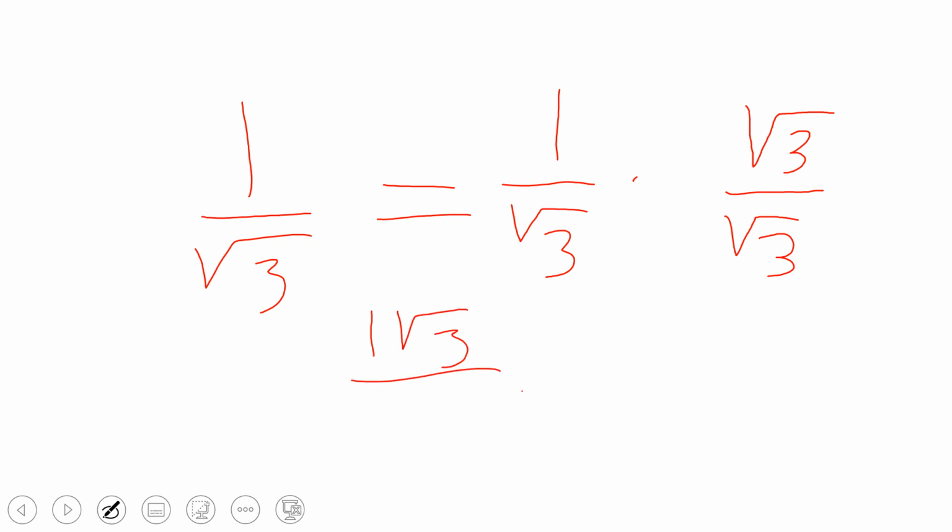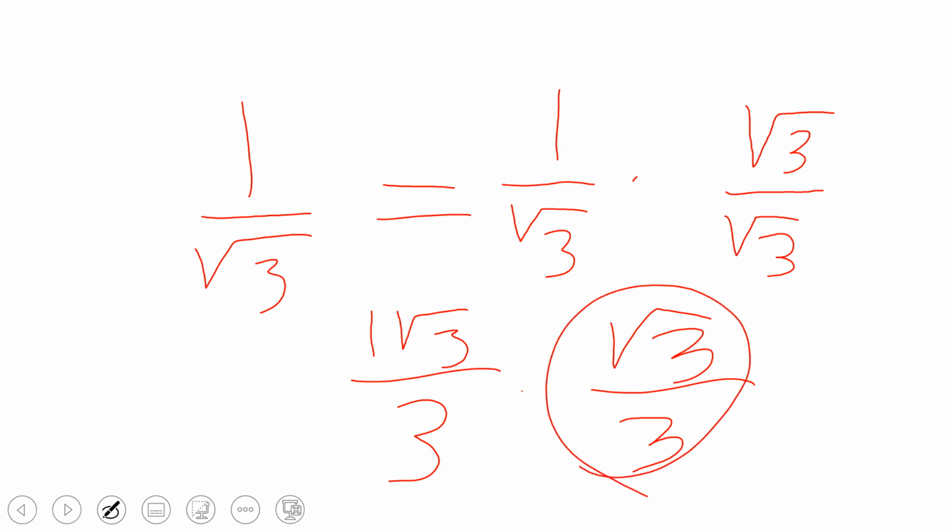and in the denominator, square root of 3 multiplied by square root of 3 is just 3. 1 root 3 is just root 3. So our answer is root 3 over 3. And that's how you would rationalize the denominator. We're going to take a look at another example.